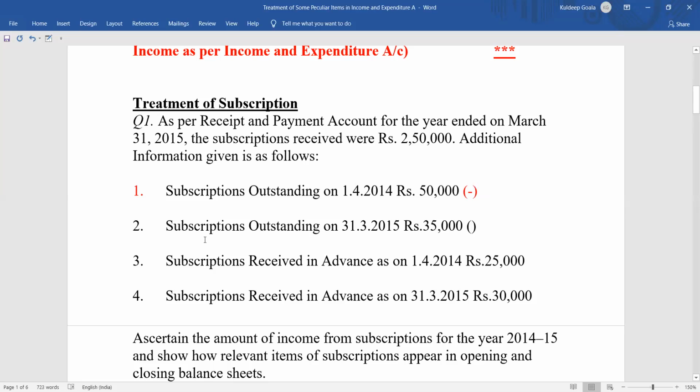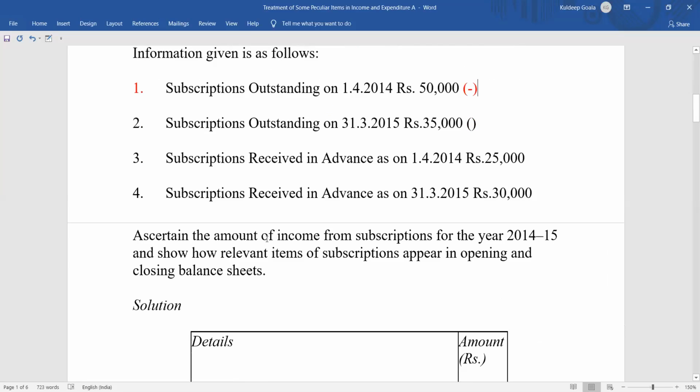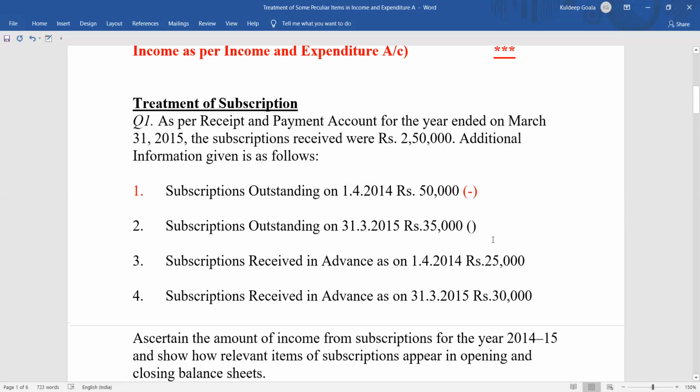So then coming to the next one, subscription outstanding on 31st March 2015. So current year outstanding. This was last year's outstanding. 1/4/2014 means the beginning of the year. That means last year's outstanding. So there are two treatments. Let me tell you all the things, because here it is told to ascertain the amount of income from subscription. I'll better show you one by one, otherwise you'll be confused. So let's go one by one first.